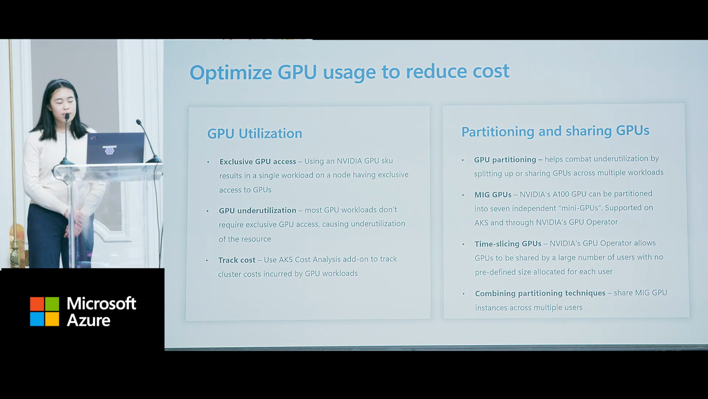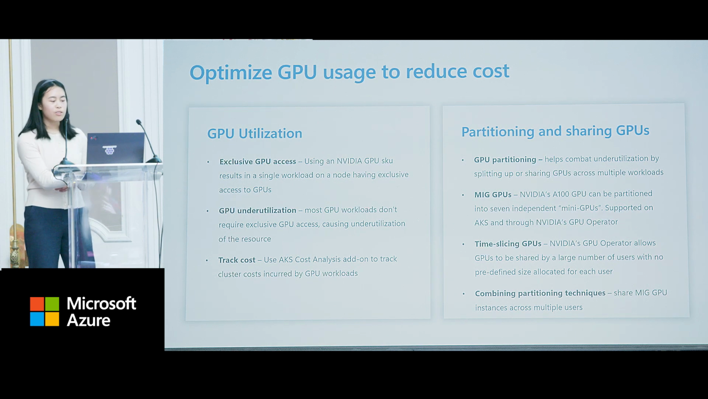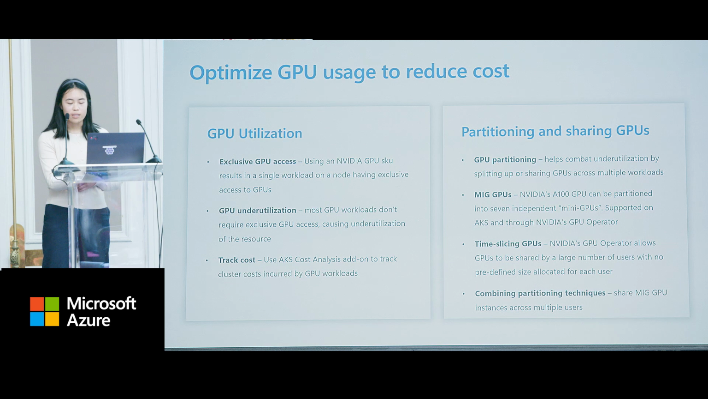And for time slicing GPUs, this is another method where you can share a single GPU across multiple users. You can define a set of replicas for the GPU, and then each replica is handed out to an independent pod, so the workload will run on that slice of the GPU. And you can also combine MIGs and time slicing.